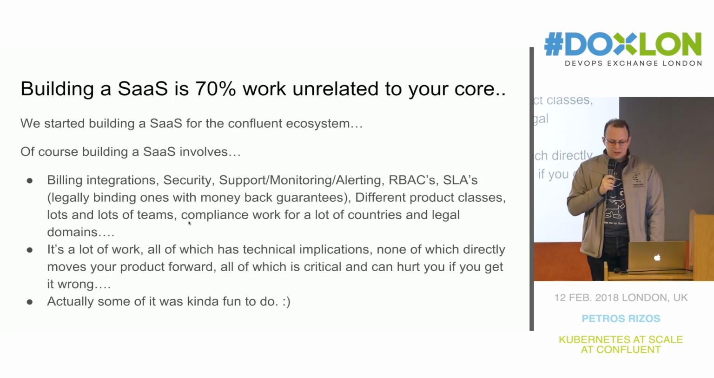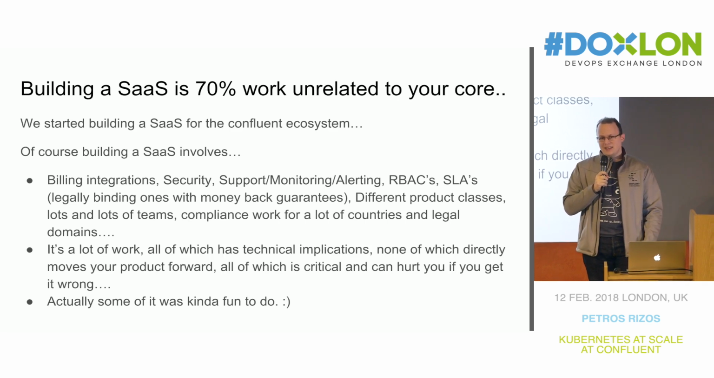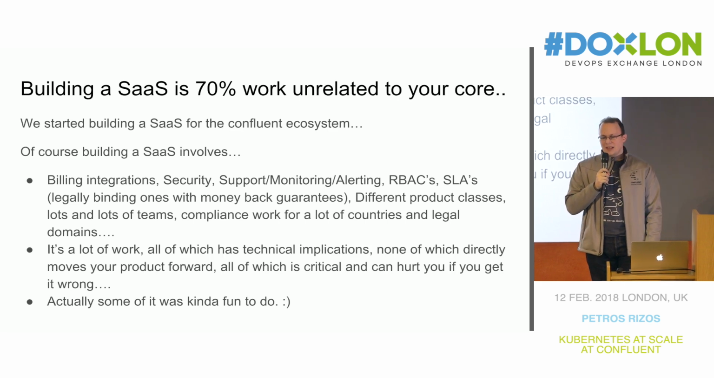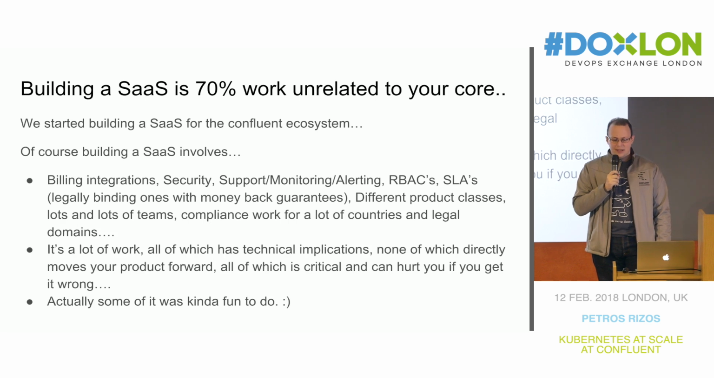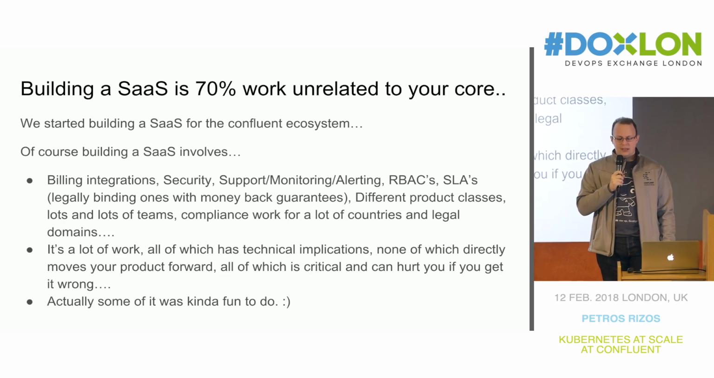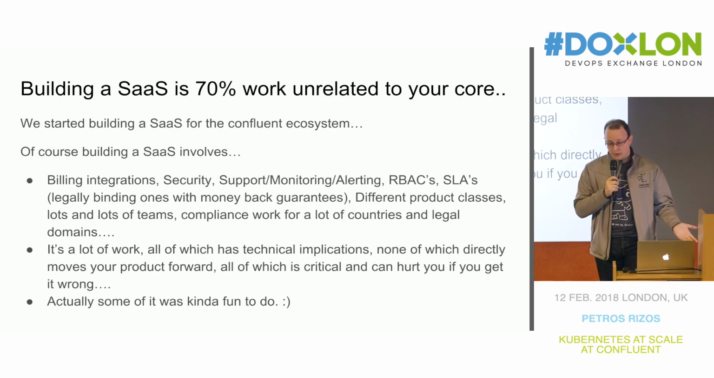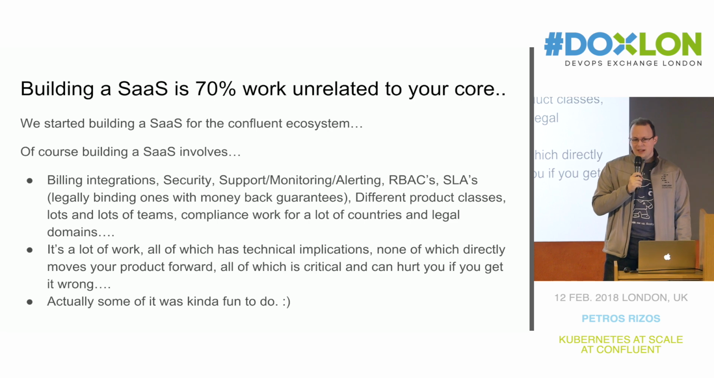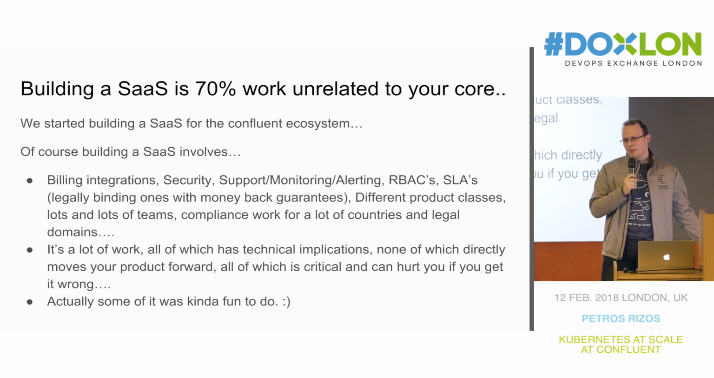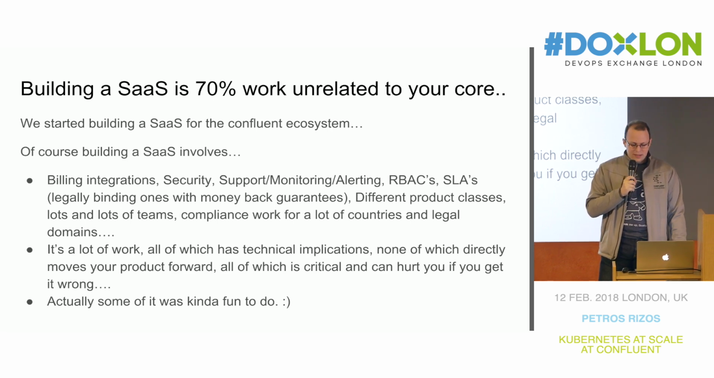And something that a lot of people didn't realize when we started building basically a SaaS versus just a software product we sell to people: 70% of the work we've done has been completely unrelated to the thing we actually sell. We've had to do billing integrations, security integrations, monitoring, alerting, RBACs, and all of them tend to be different per country, especially when you have legal guarantees where you have to give people money back if you mess up your infrastructure. So all of these SREs have been getting quite busy talking to the legal department for nearly half of their time for some of our quarters. It's a lot of work.